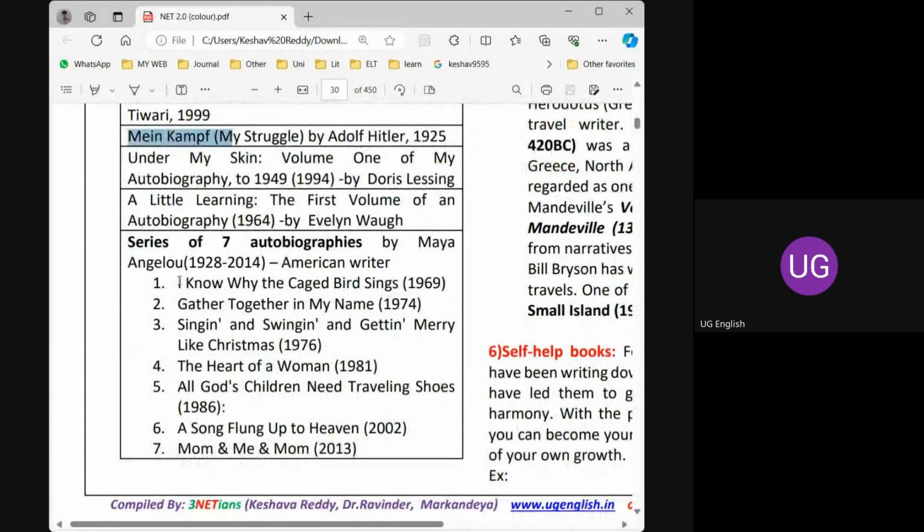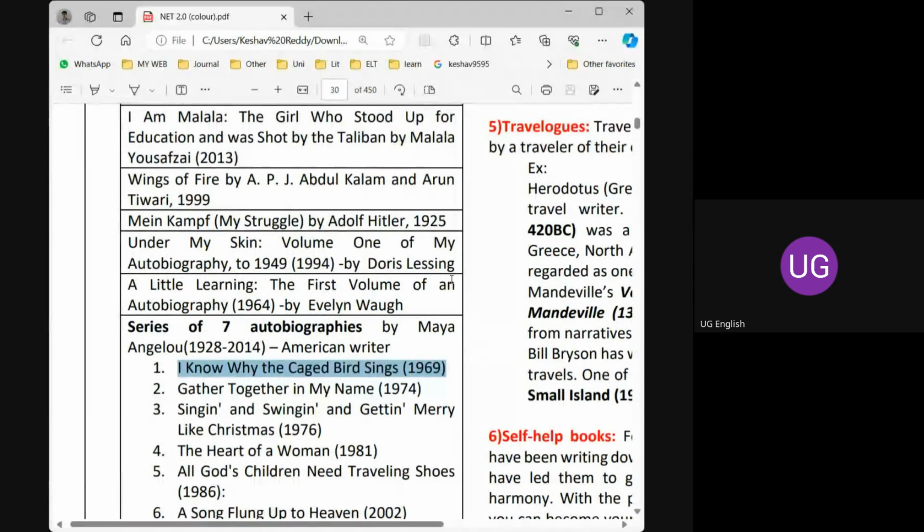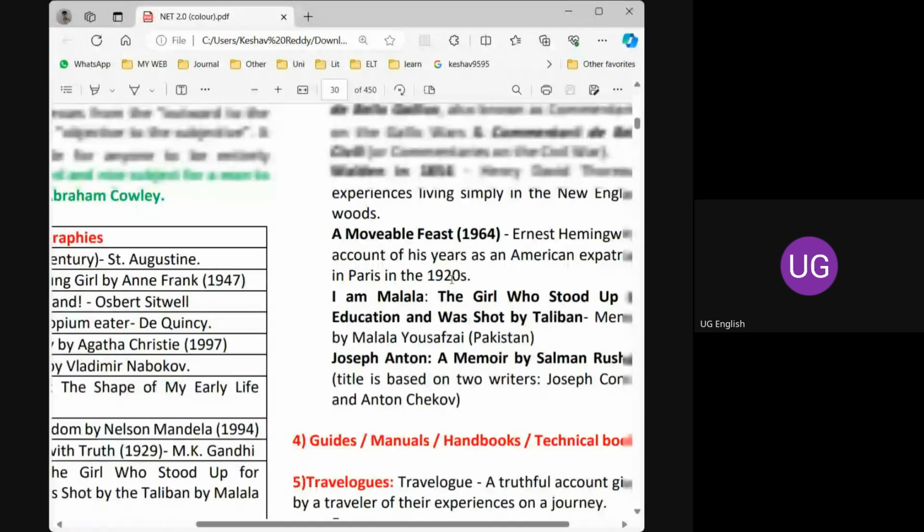So very important. And this is a very interesting one: Maya Angelou, a famous American writer. She wrote 7 autobiographies. Out of these 7, the first one is very, very important, and you should memorize this name: I Know Why the Caged Bird Sings. It's a 1969 autobiography. This is a series of 7 autobiographies by Maya Angelou. So this is very important.